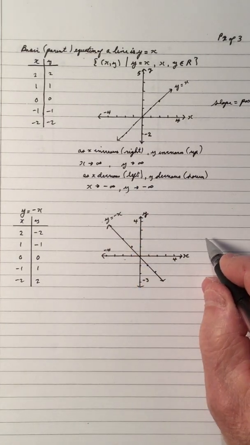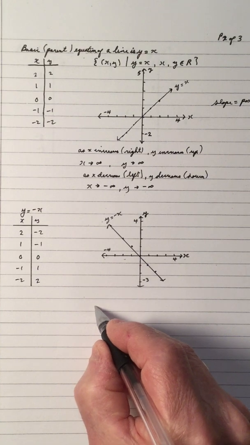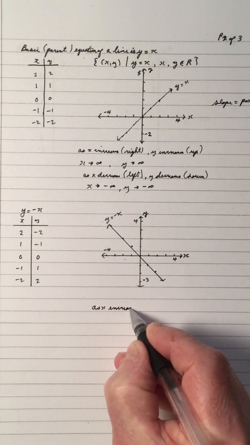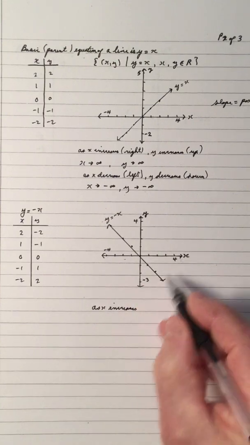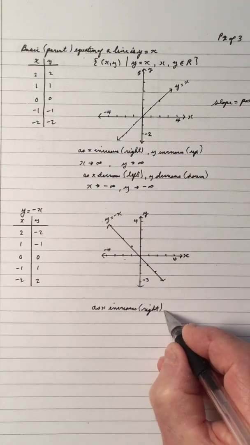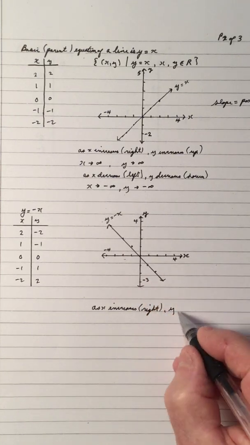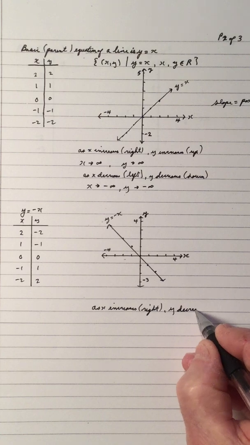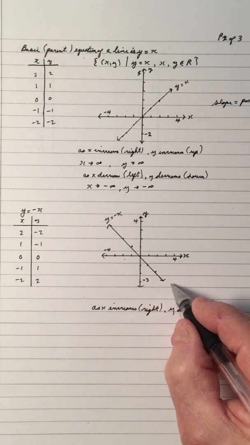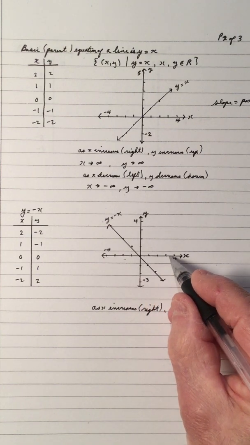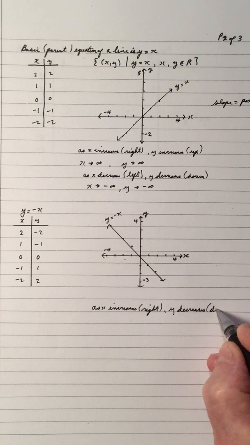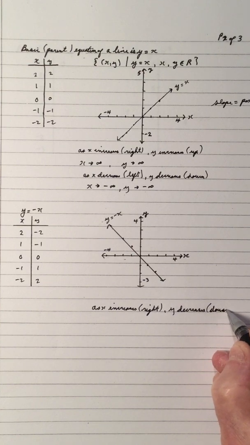And let's explain what I'm trying to get at here. As x increases, as x goes to the right, then the y decreases. As x goes to the right, the y values are going down. So as you move this way, the y is going down. So notice that's the opposite.